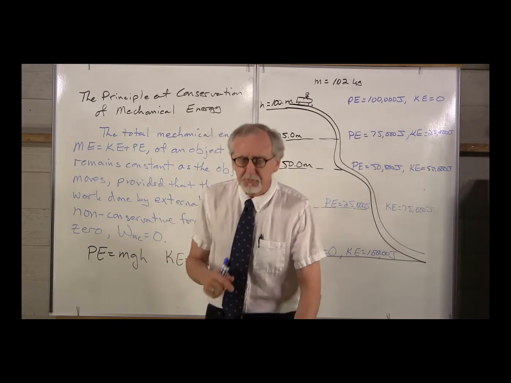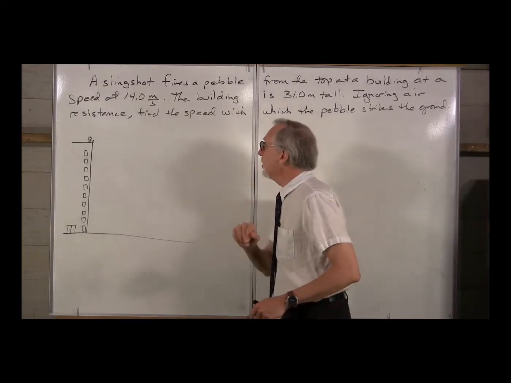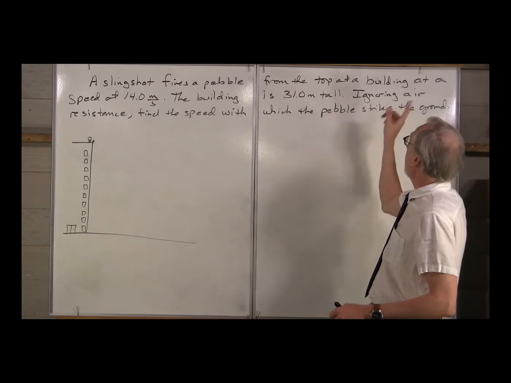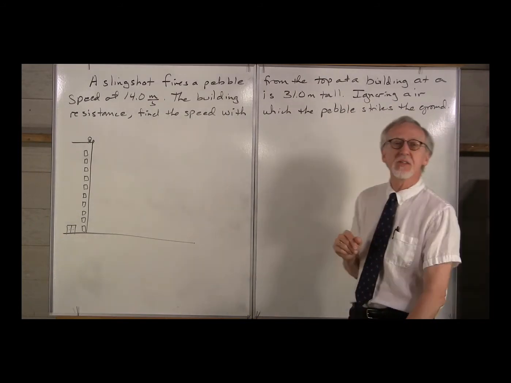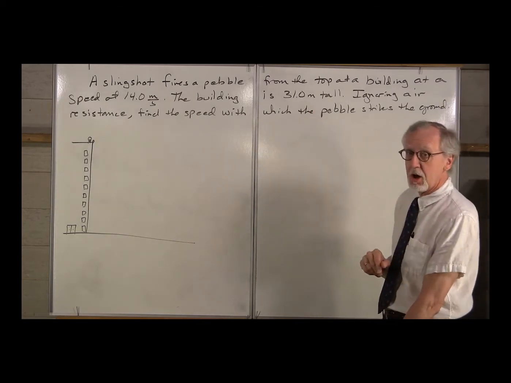Very, very good. Let's take a look at another example. Here's the problem. A slingshot fires a pebble from the top of a building at a speed of 14.0 meters per second. The building is 31 meters tall.